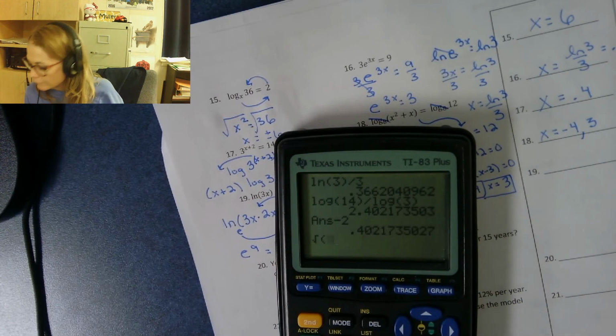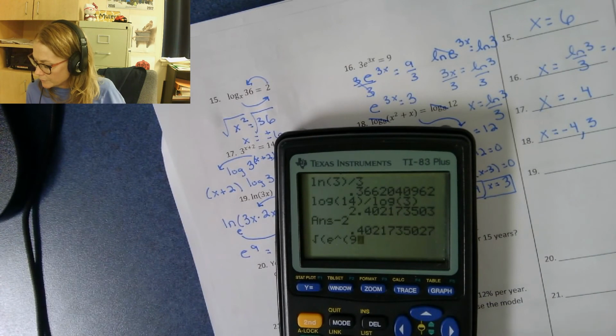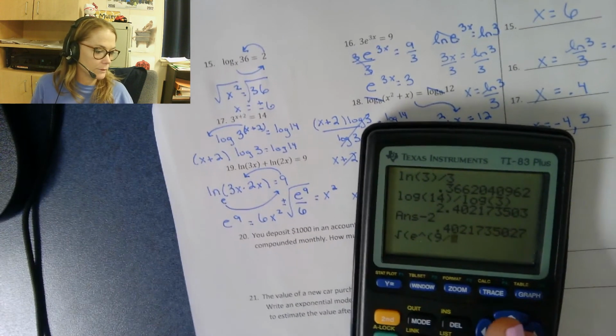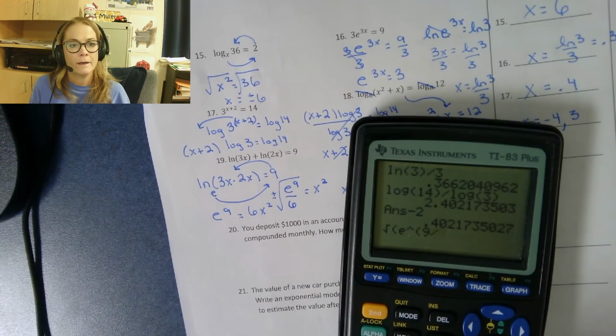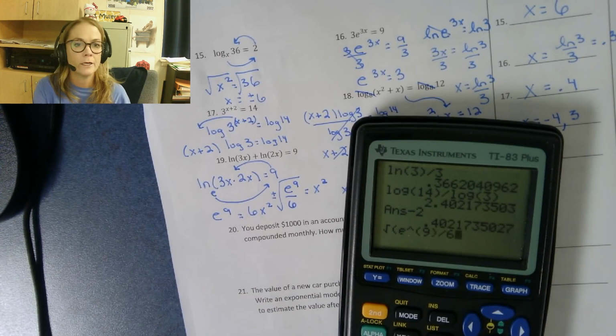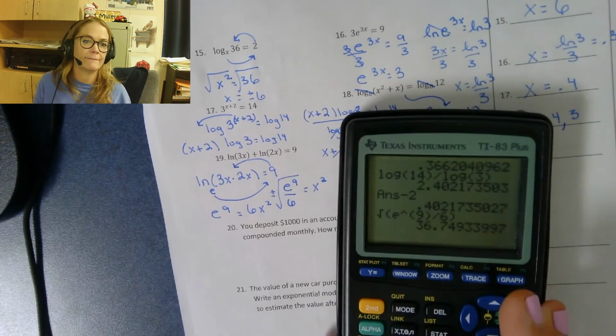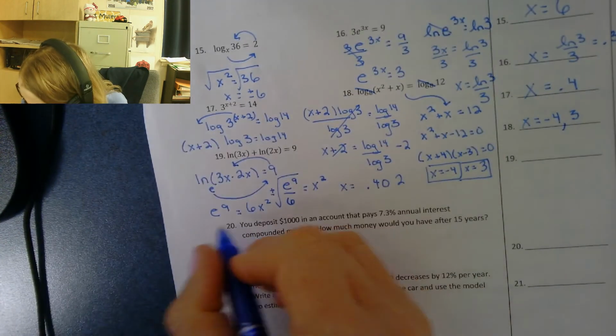The square root of, and know your calculator, and whatever you're using, know how yours works for you, because they're all different. So sometimes you have to do things in a different order than I do on the TI. All right, so I've got the square root of e to the 9th. I'm going to close that parentheses. And divided by 6. So I've got the square root parentheses of e to the 9th in parentheses, that closes the exponent, divided by 6. And now I'm going to end the parentheses of the square root. Enter. And we get 36.75. Okay, so this would be 36.75.